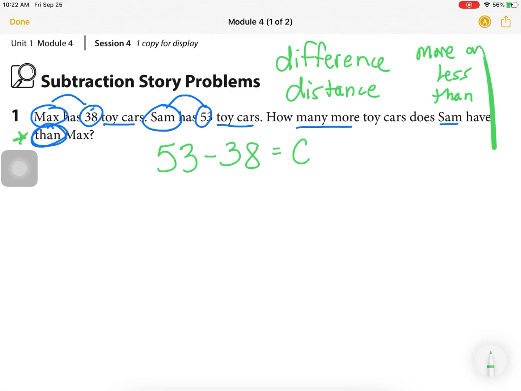So I'd like you to pause the video and get out a whiteboard or your math notebook or binder, and I'd like you to try solving this problem on your own first. So pause the video and give it a whirl.